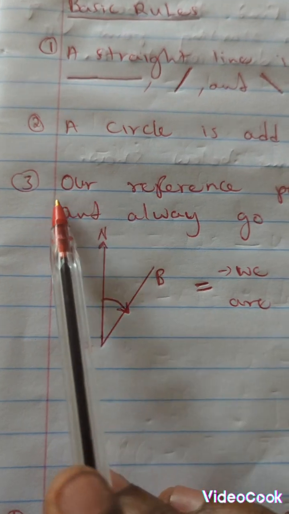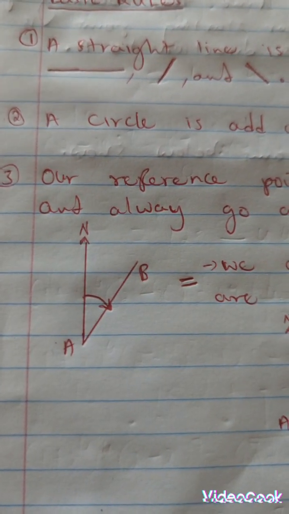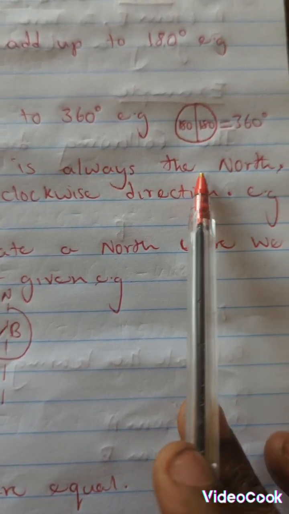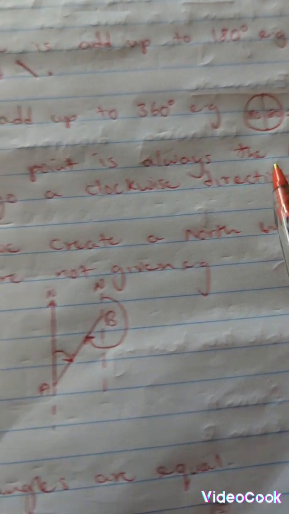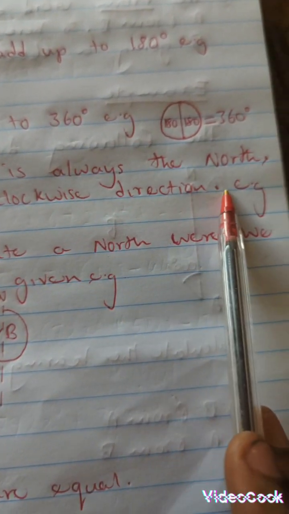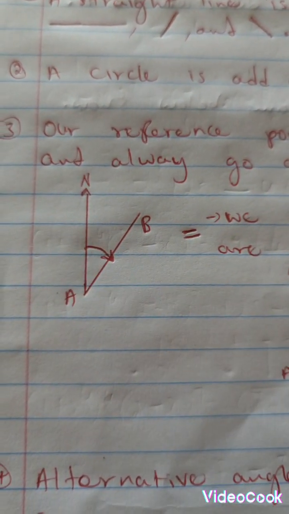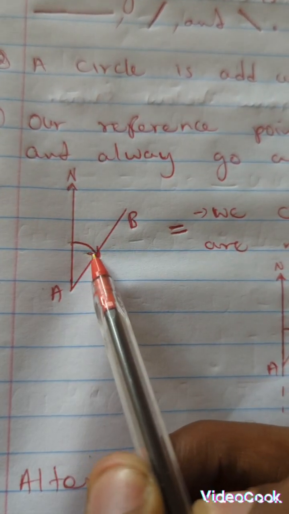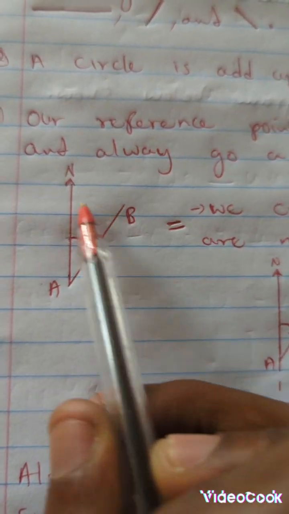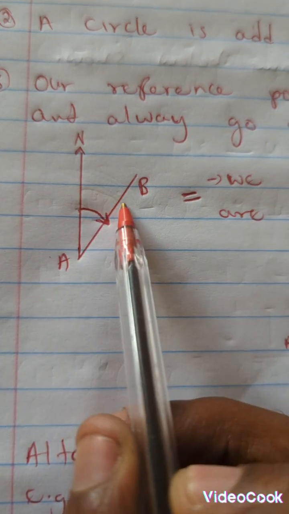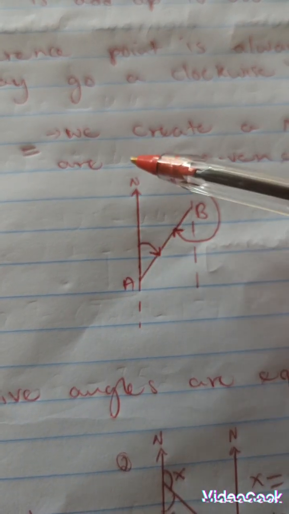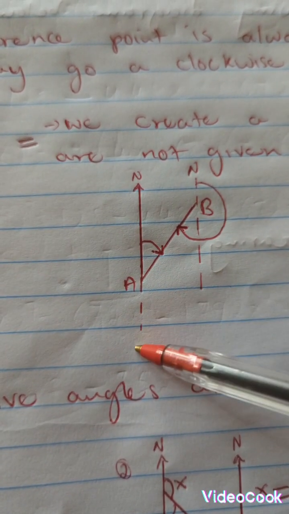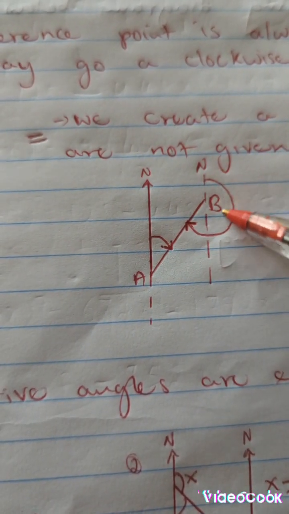Then our number 3 rule: our reference point should always be the north, where we're starting from. We shouldn't start from anywhere else, and we always go in a clockwise direction. For example, you should always start from the north, and then we go this side, which is a clockwise direction. Also, you create a north where you are not given one and extend where you are given one, and always, please, go in a clockwise direction.